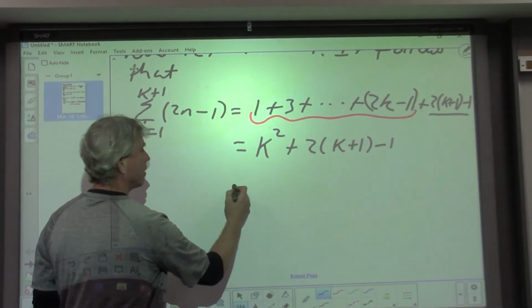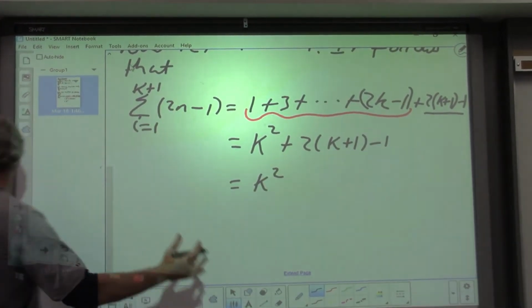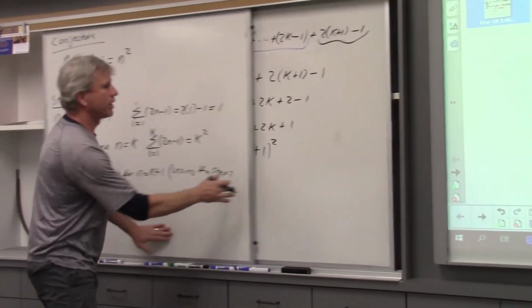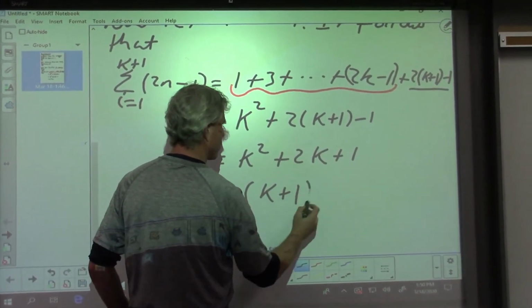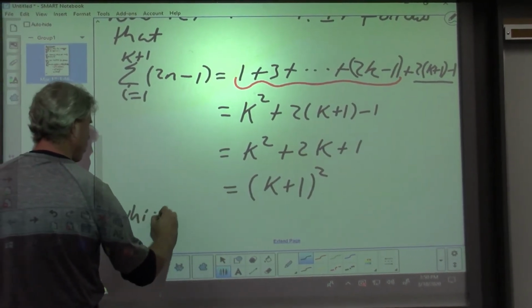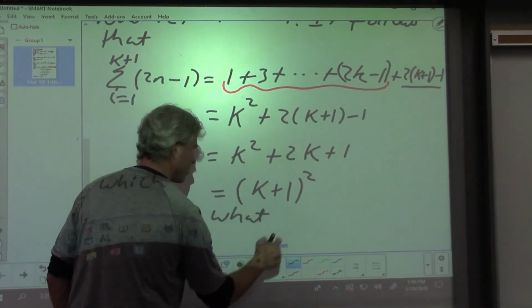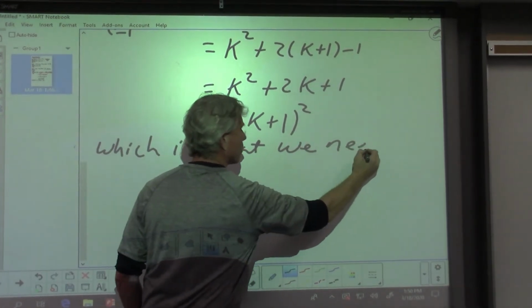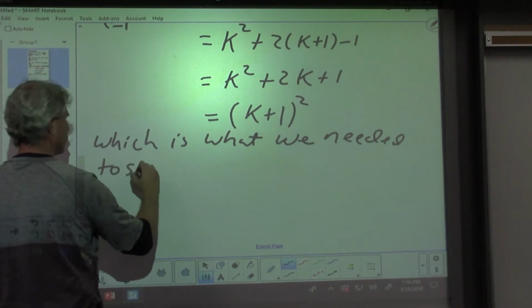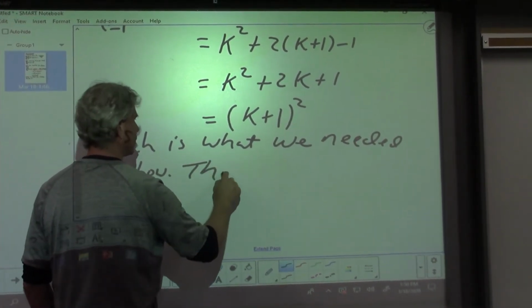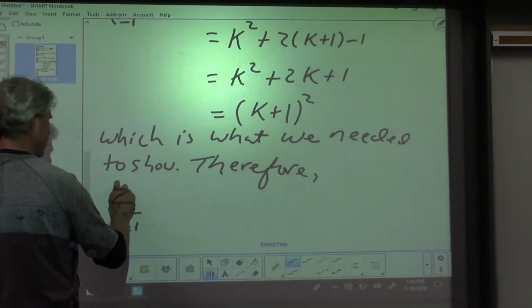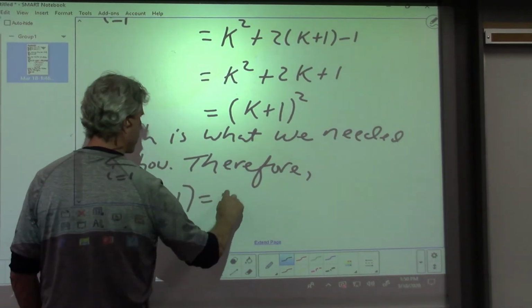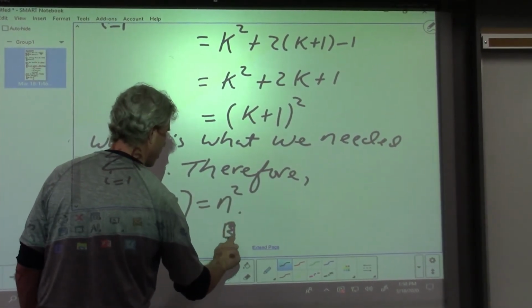Now we simplify. When we simplify this, we get k squared, and we already worked it out over here. We get k squared plus 2k plus 1, which is just the square of k plus 1, which is what we needed to show. Therefore, now we can draw our conclusion. Therefore, the sum from i equal 1 to n of 2n minus 1 does just equal n squared, and we can end the proof.